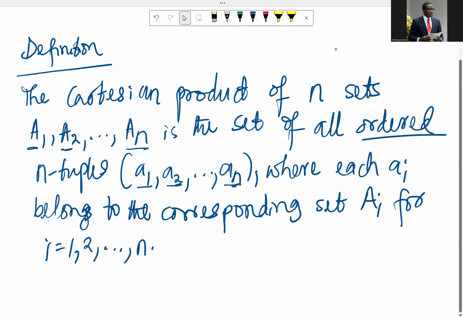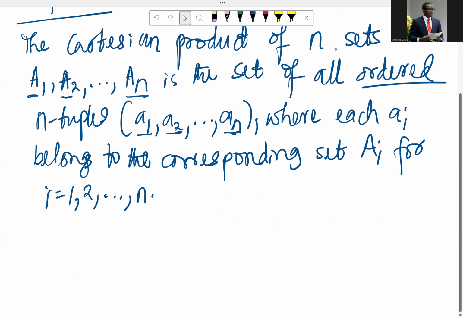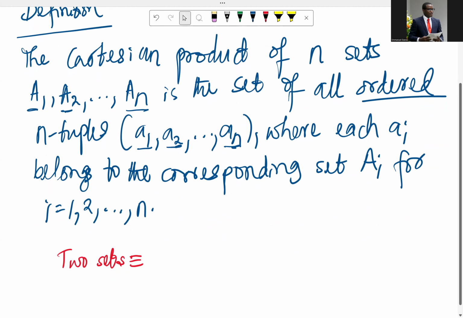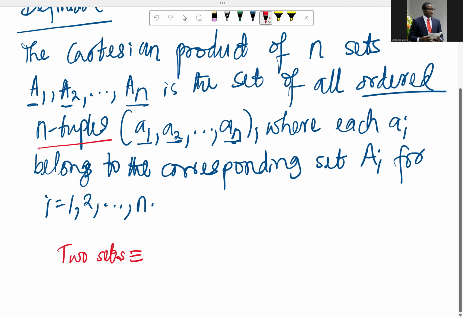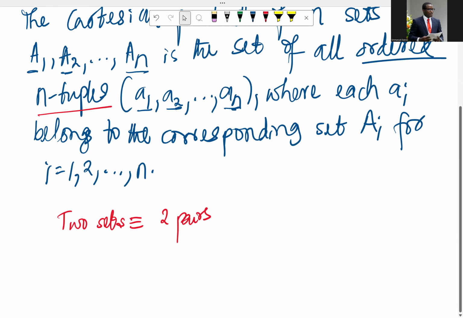Of course, this is the generalization. So we can actually define a Cartesian product in terms of, if for instance we have two sets, then here, what we have are n-tuples. So if you have two sets, it will be ordered pairs. All right. So we'll talk about pairs in that case. Okay, if we have two, we talk about pairs, right?